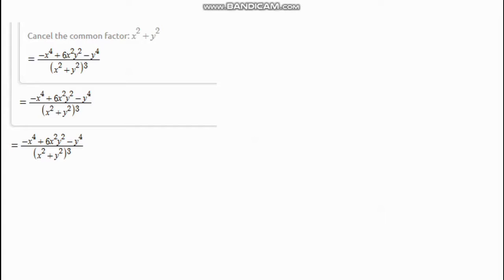Then we rearrange them so that the final product will look like this, which is negative x power 4 plus 6x squared y squared minus y power 4 over x squared plus y squared, close bracket, to the power of 3. So that's how to solve that question, the higher order partial derivative.